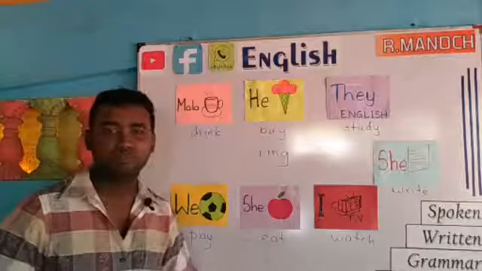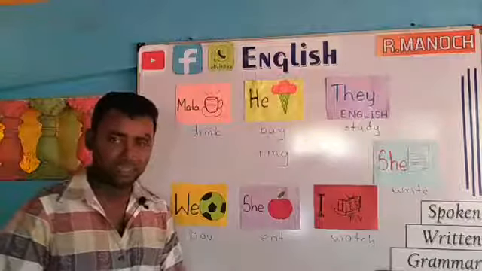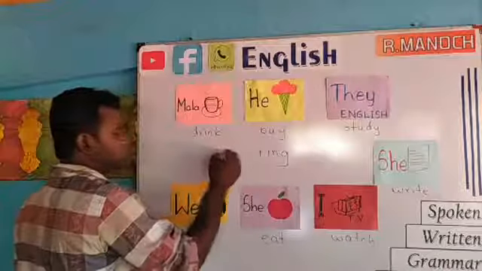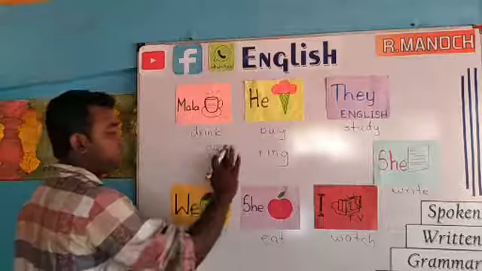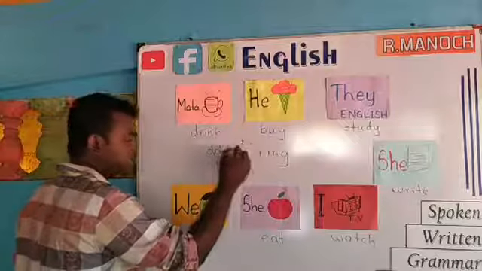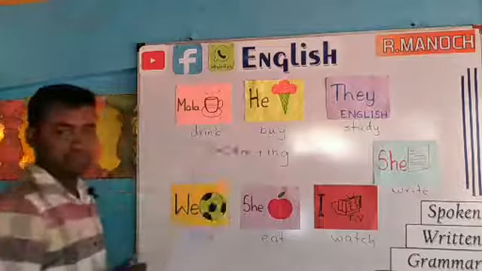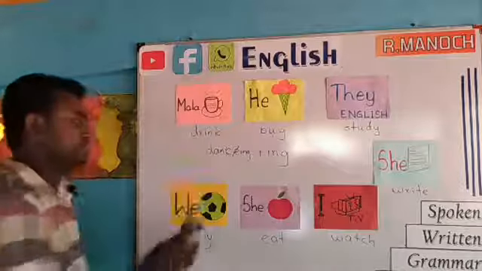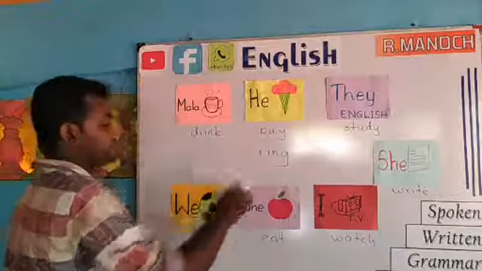Run, running, jump, jumping, play, playing, dance, dancing. But remember, if it is dance, we cut E. If it is dance, we cut E and add ing. Dance, dancing, D-A-N-C, I-N-G. Okay, right.